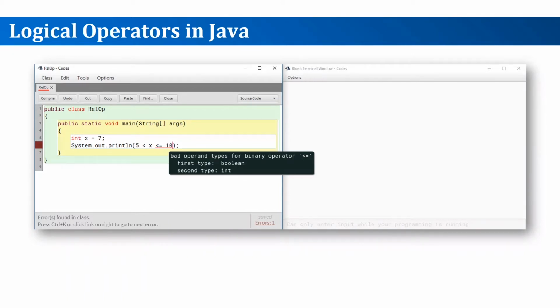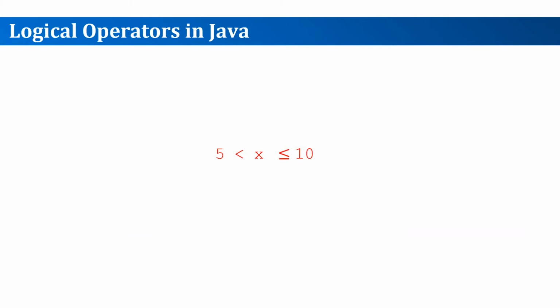The relational operator expects types that match to check them, but it complains that one is Boolean and the other is an int. The Boolean comes from the first part of the expression, which Java evaluates. It results in true because x is greater than 5, but then we are trying to ask Java if true is less than an int, which is 10. Alright, so what's the right way to do that?